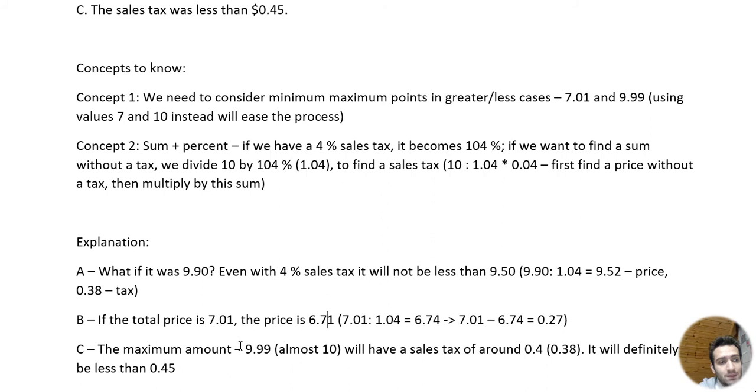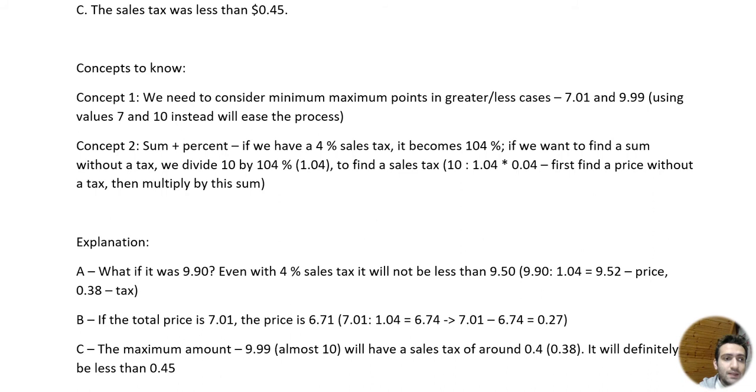So the maximum amount is 9.99, almost 10, and we need to calculate the sales tax. Actually, we divide 9.99 by 1.04 and we get around 0.38 sales tax, so it will be definitely less than 0.45. By the way, for this you need to take the maximum amount, 9.99, in order to get the correct result.